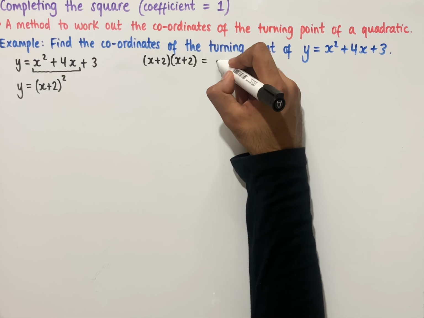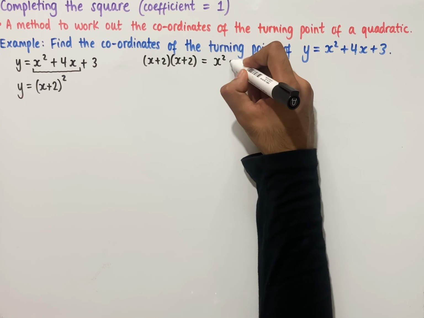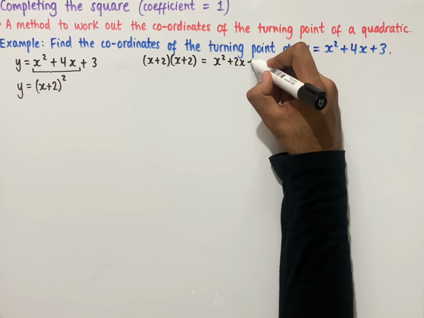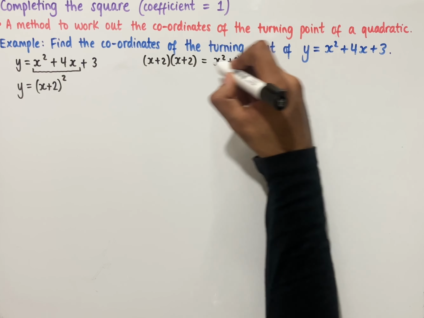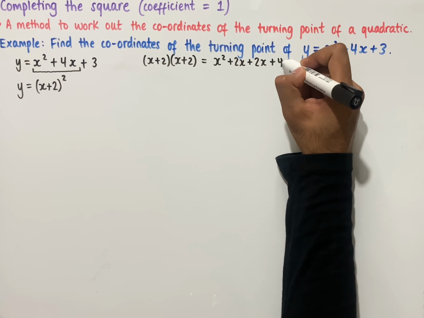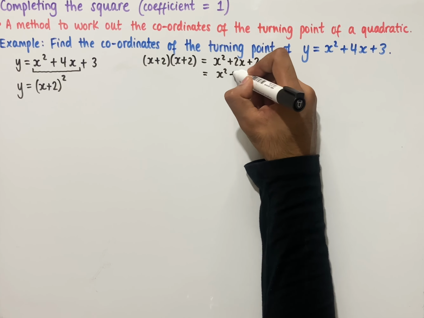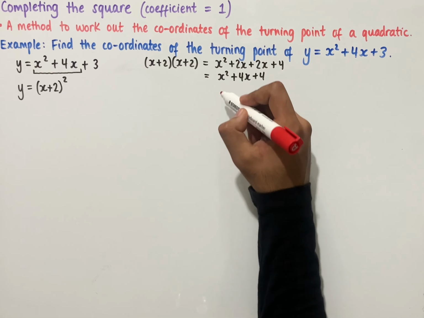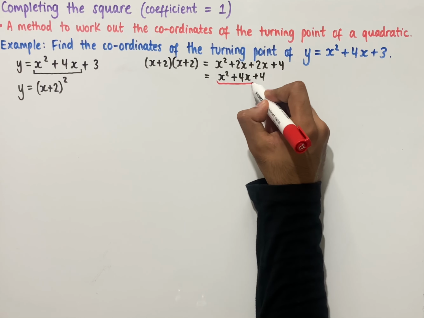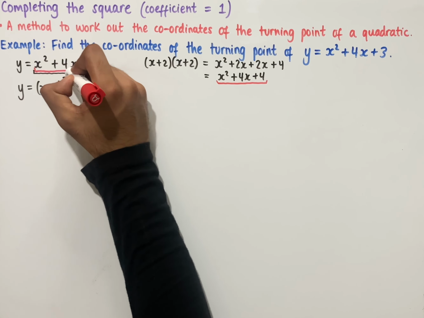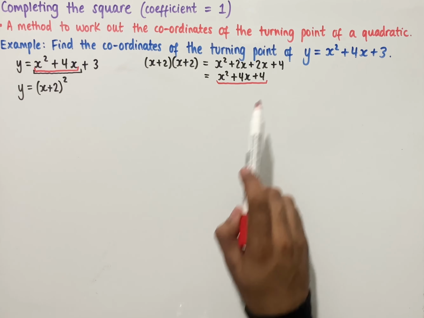Now if we were to expand x plus 2 all squared, we would get the following. So x times x, which gives us x squared, x times 2, which gives us 2x, and then 2 times x, which gives us 2x, and then 2 times 2, which gives us 4. And so collecting like terms, we end up with x squared plus 4x plus 4. Comparing x squared plus 4x plus 4 with what we completed the square on, which is x squared plus 4x, we see that we have an additional 4 here.